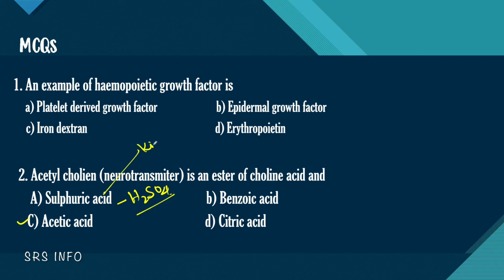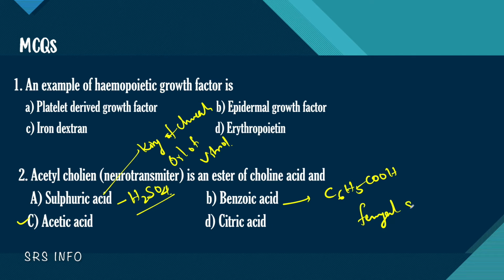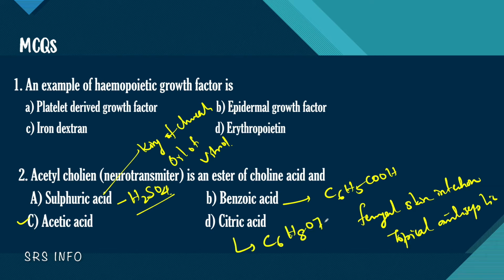Then what about sulfuric acid? H2SO4. This is known as the king of chemicals, and it is also known as oil of vitriol. And what about benzoic acid? Benzoic acid is C6H5COOH. Benzoic acid is an organic acid. Okay, and this benzoic acid is used for the treatment of many types of fungal skin infection and also used as a topical antiseptic. What about citric acid? Citric acid is C6H8O7. This is also a weak organic acid, but this naturally occurs in citrus fruits.